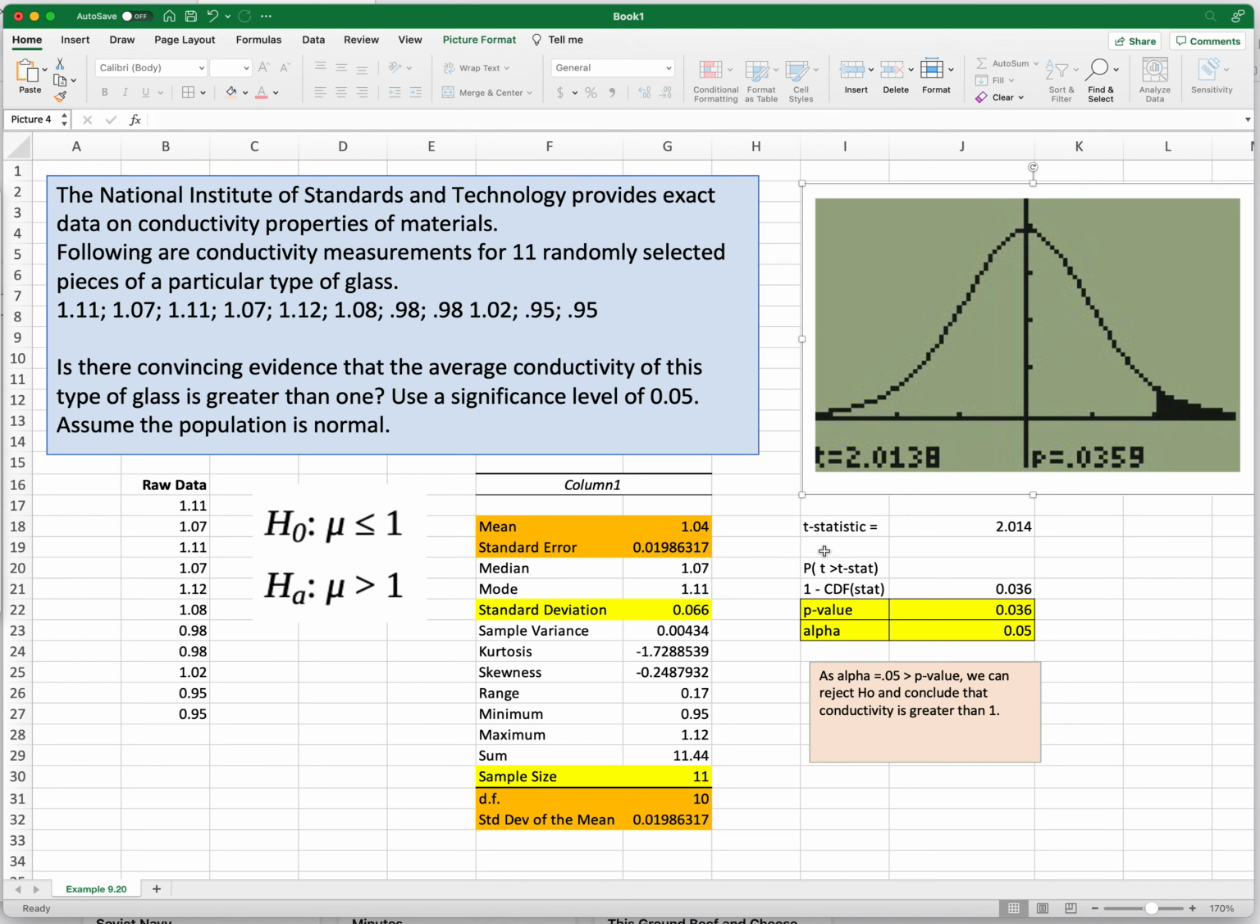All right, you can do this problem on the quiz using Excel.